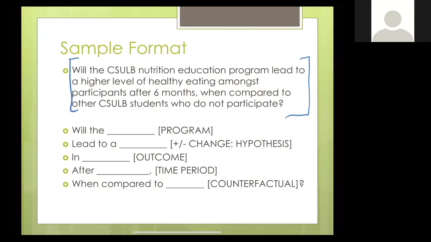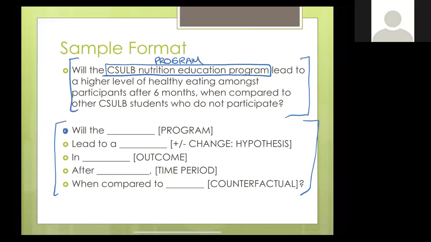There are a few things I've given you here that can help you fill in the blanks. The first is this idea of "will the blank." You always first talk about the independent variable, which is the program. In this case, we're talking about the CSULB nutrition program, so we have filled that in there. Lead to, and again, here we have higher level, either an increase or decrease.